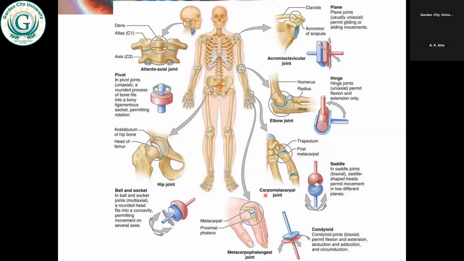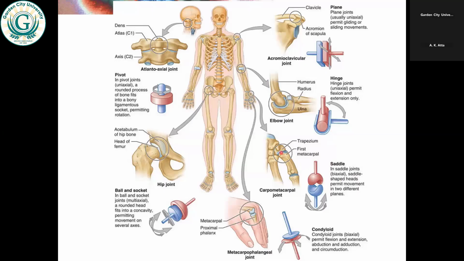Please, the carpometacarpal joint. Here, I'm talking about the first one, the first carpometacarpal joint. It's a saddle sort of joint. It's a saddle, like you put it on a donkey and you sit on it. So it's a saddle-shaped head.